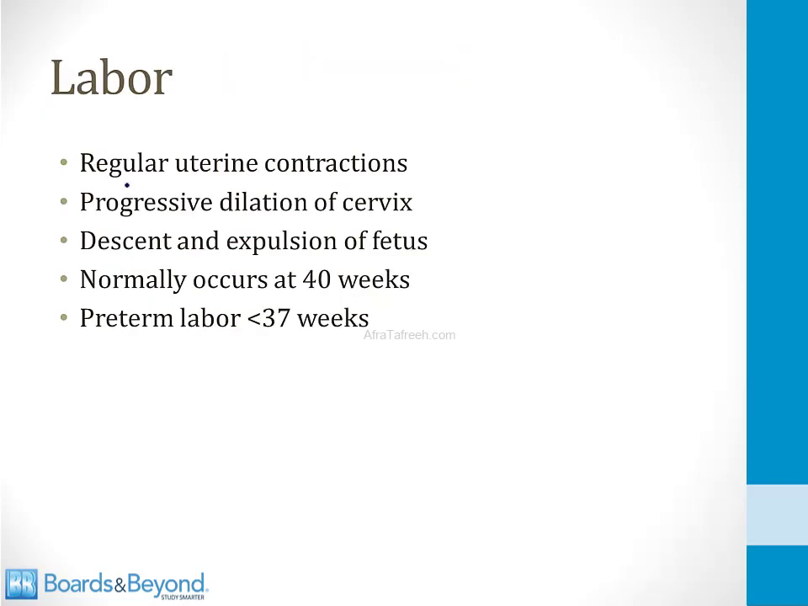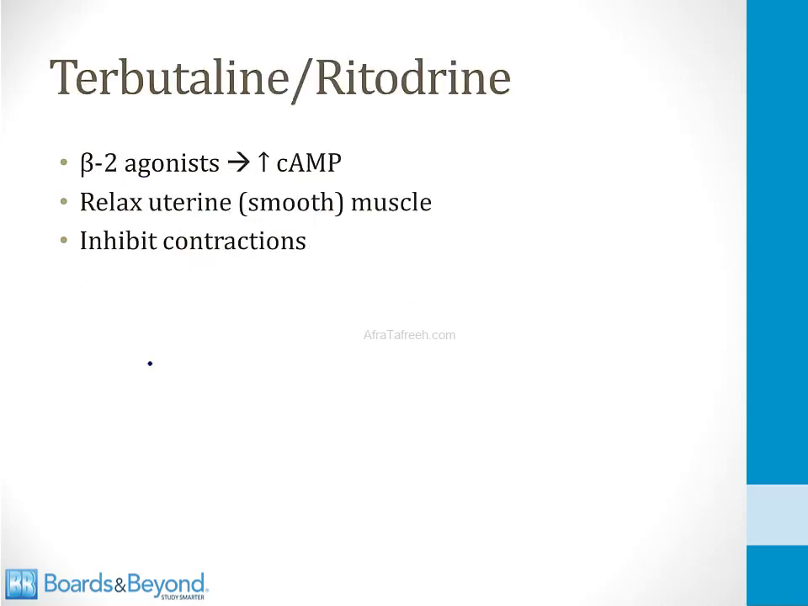When labor begins, there are regular uterine contractions followed by progressive dilation of the cervix and then eventually descent and expulsion of the fetus. This normally occurs at about 40 weeks, and preterm labor is defined as labor that occurs before 37 weeks.